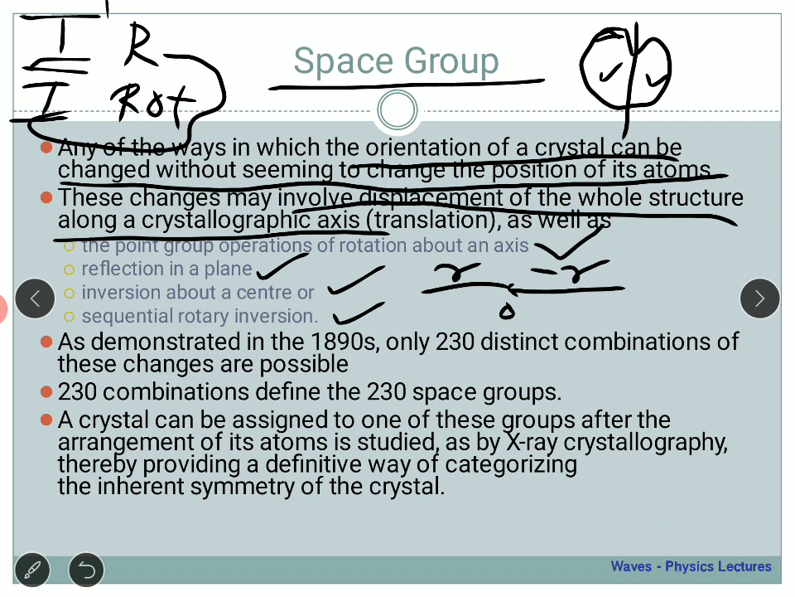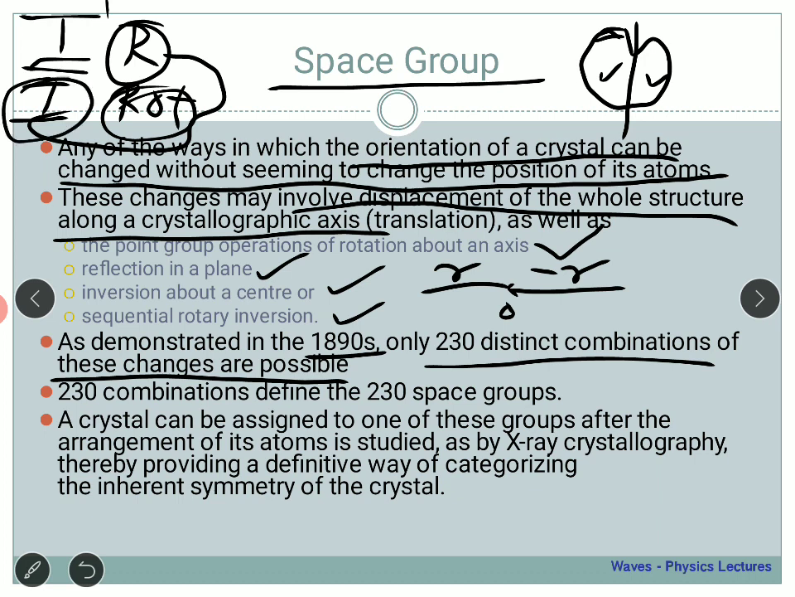These things were actually demonstrated in the year 1890, so it is more than 100 years now that people have known about them. In fact, 1890 to 1990 is 100 years and 30 years again, so it is 130 years. So 230 distinct combinations of these changes are possible, which has already been demonstrated. These 230 will be a combination of reflection, rotation and inversion together, and these 230 combinations are basically the 230 space groups. Please remember this is in 3D, so don't confuse it with 2D. This is also important from your entrance exam point of view, how many space groups there are. There are 230 in 3D.